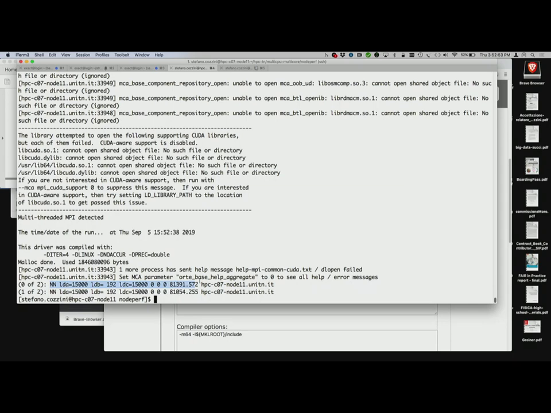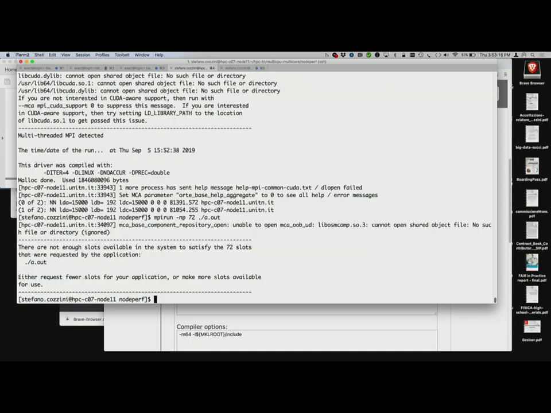You see, now it's running on 2 nodes, independently. Tomorrow we will see this. But in any case, here what we are doing is running an MPI program, which means it spawns more than one process on different cores. So we can try also 72 and see.